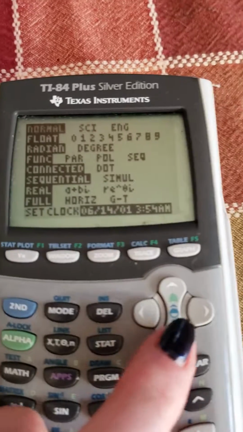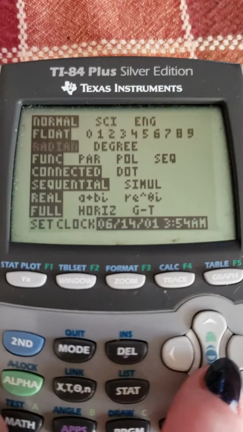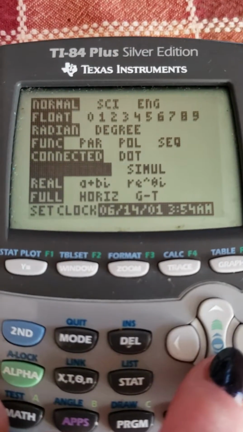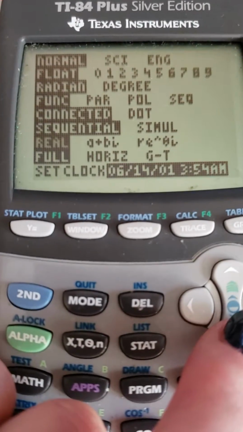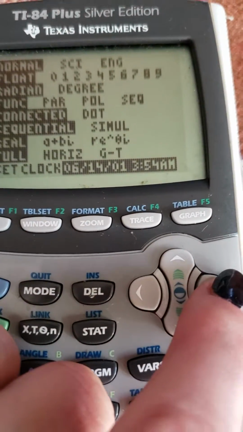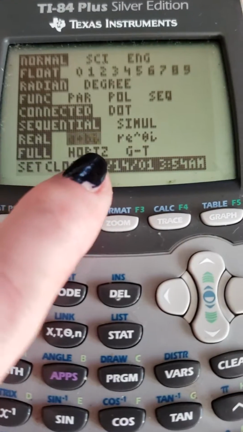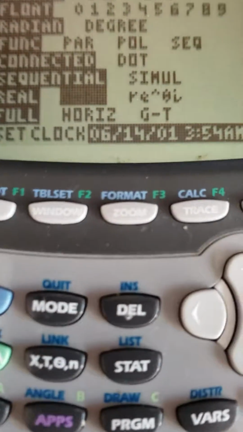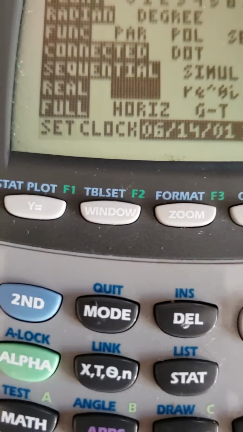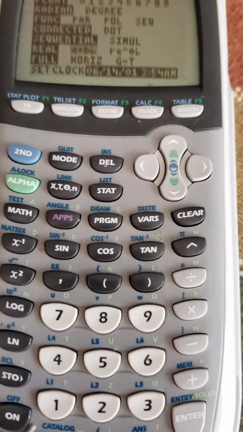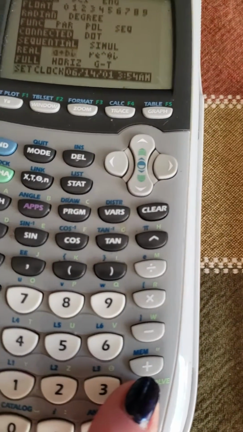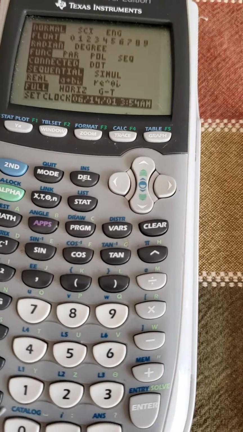All right, so what do we want to do? Well, use your arrow key, down, down, see the box moving, until you highlight the real, okay? Once you're there, arrow 1 to the right, and you'll see now the box that's blinking over the A plus BI. And that's what we're going to turn it into, is imaginary form. So to do that, press your enter, and you'll see that the box moved.